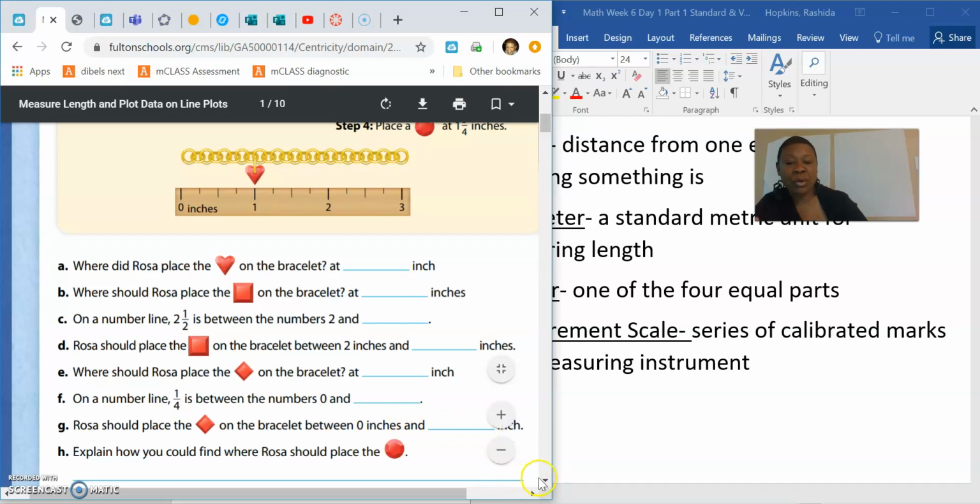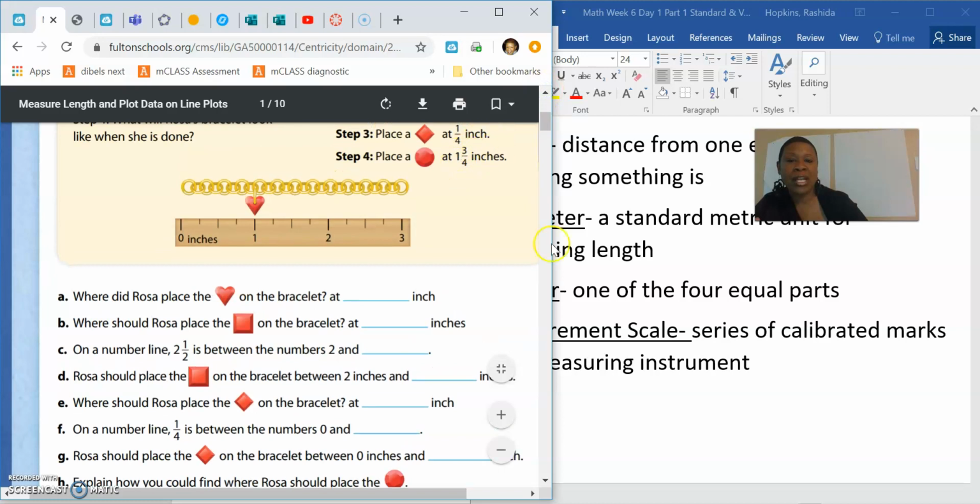Explain how you can find where Rosa should place the circle. Well, the last direction says place this circle at 1 3/4 inch. If I was here, this is 1, 2, that's the half, and this is your 3, third part. So this is out of the 4, 1, 2, 3, 4. This is your third part. So this should be your 3/4 mark.